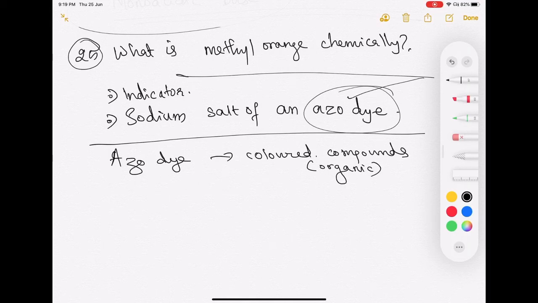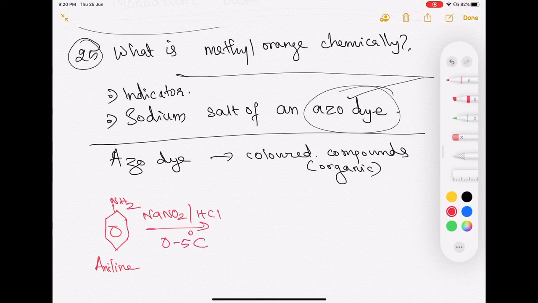So what is the meaning of azo dye? I will give an example. There is a chemical compound known as aniline. Aniline is nothing but benzene connected to an NH2 group. This aniline, if I react with NaNO2 and HCl at 0 to 5 degrees Celsius, the product formed is C6H5-N2+ Cl-. This I am just telling you to have an idea about what is azo dye, but no need to memorize this right now. Just have an understanding of it. This compound is known as diazonium salt.